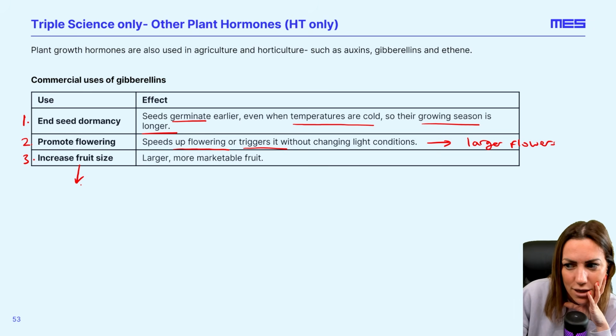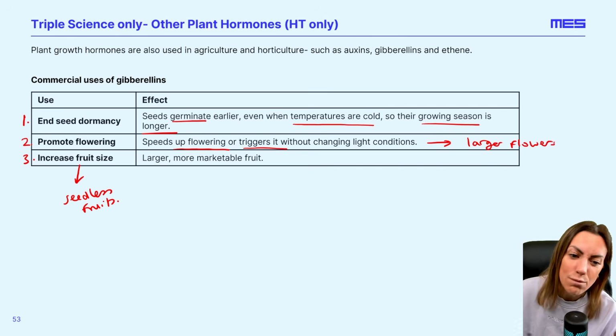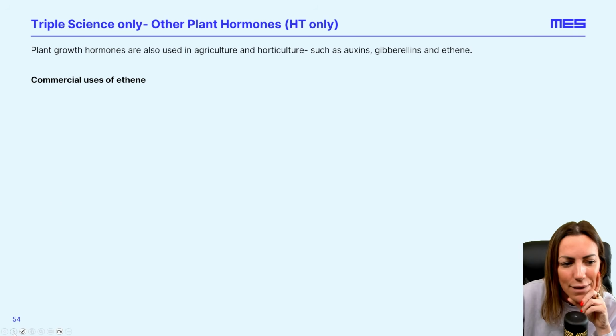This is particularly useful for seedless fruits. Seedless varieties of grapes do tend to grow quite small. So if you add gibberellins, the seedless grapes will grow larger, which might be more appealing to consumers that buy them in supermarkets. The last plant hormone, and again, this is higher tier only, is ethene.